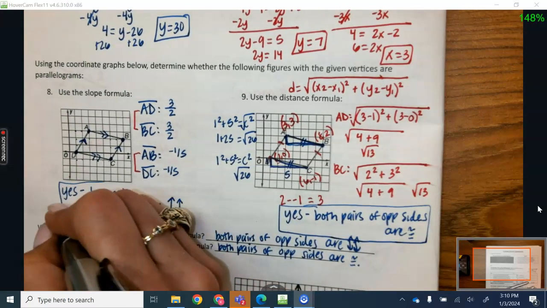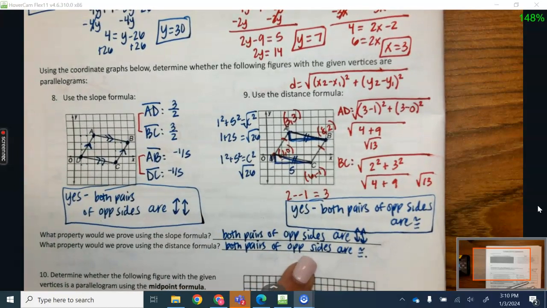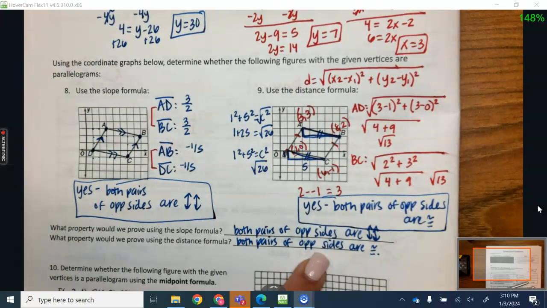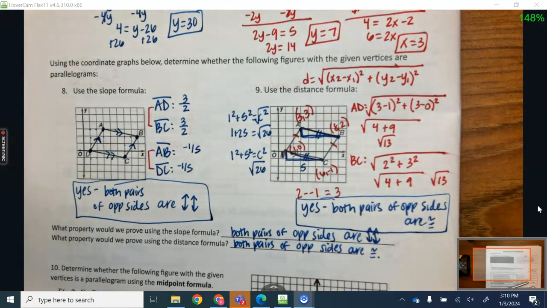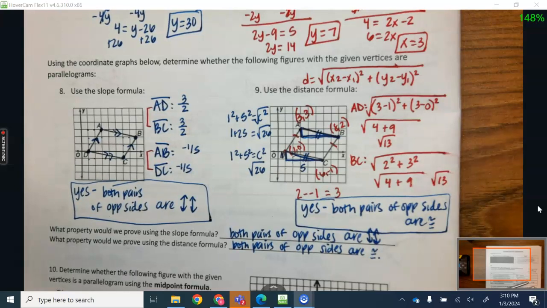Okay, and again, we would use the distance formula to prove that specific property. So a lot of work, it looks a little messy, but that is how you would solve number 9, using the distance formula for both pairs of opposite sides. Okay, last question, number 10.